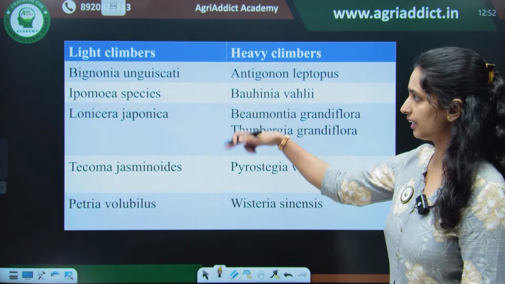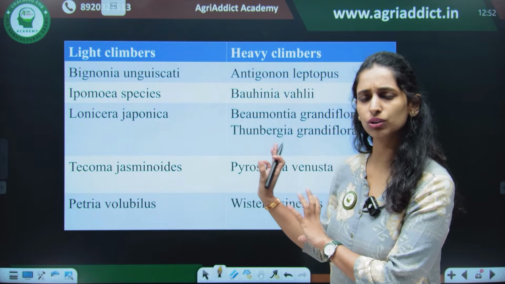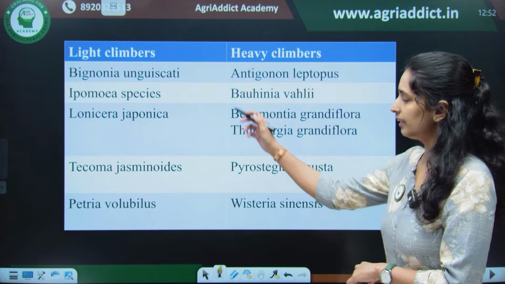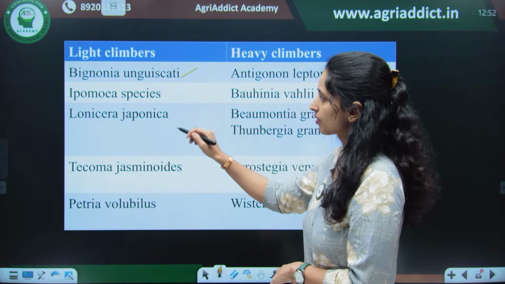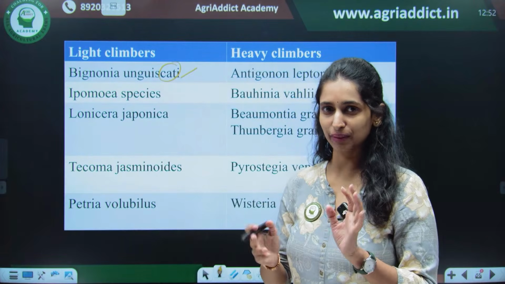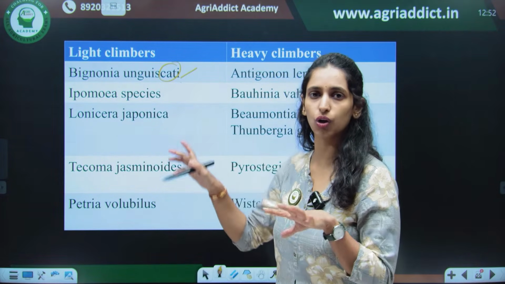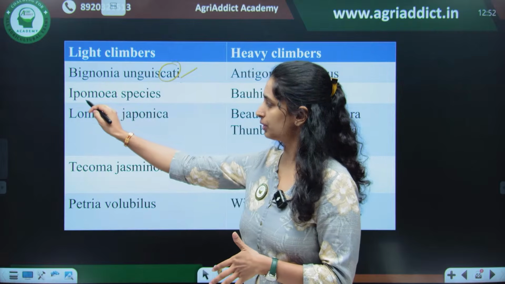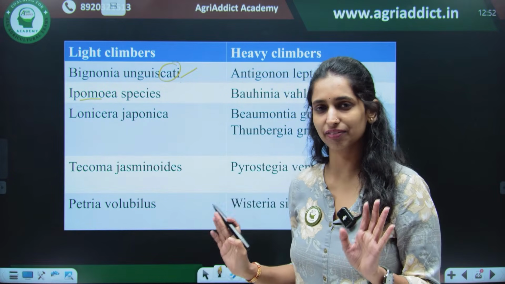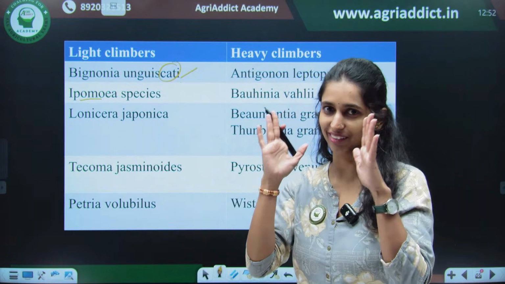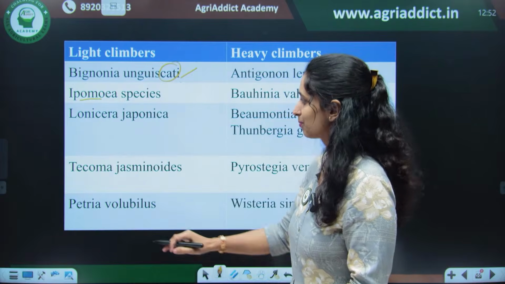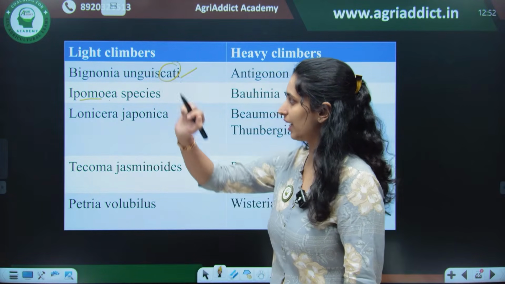So here I have listed light and heavy climbers. ये important है, इसको screenshot रख लो and remember this. Light is Bignonia unguis-cati. Cat बहुत light होता है, dog heavy होता है, cat will be light. Unguis-cati is the cat's claw climber. And Ipomoea species, Ipomoea is called morning glory. Morning में हमें थोड़ा light सा feel होता है ना, evening में we will feel heavy. A very silly analogy, still you can remember. Ipomoea, morning glory, is a light climber.